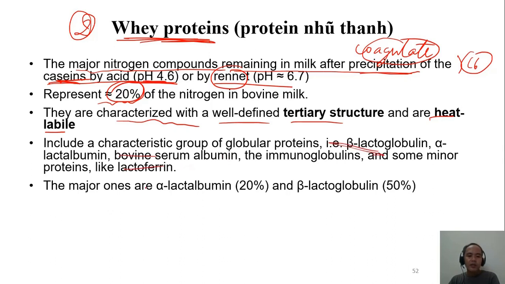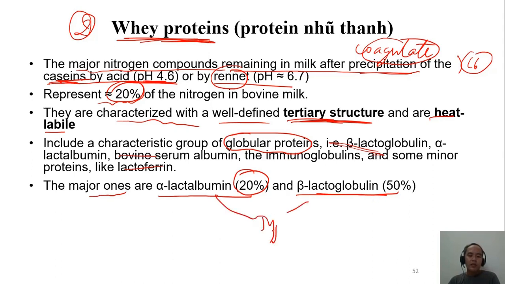And the two main ones, these are globular proteins. Proteins, when they are soluble, normally are in globular form or shape. That means the tertiary structure. The two major proteins in the whey protein group are alpha-lactalbumin and beta-lactoglobulin. These are the two main whey proteins. Alpha-lactalbumin occupies 20%. Beta-lactoglobulin then represents 50% of the total whey protein. And these we call typical whey proteins.